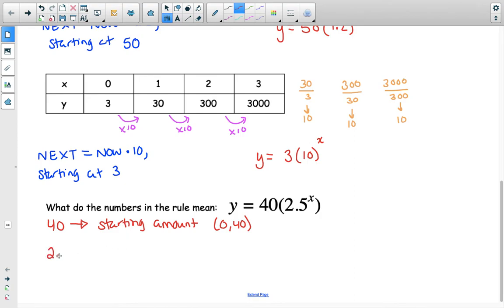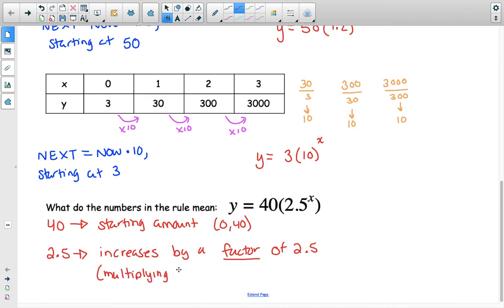The 2.5 tells us that it is growth because it's bigger than 1. We are increasing, so it increases by a factor of 2.5, because that is our growth factor. This is different than growth rate. So growth factor of 2.5, because that is what we are multiplying by. We are multiplying by a factor of 2.5 each time.